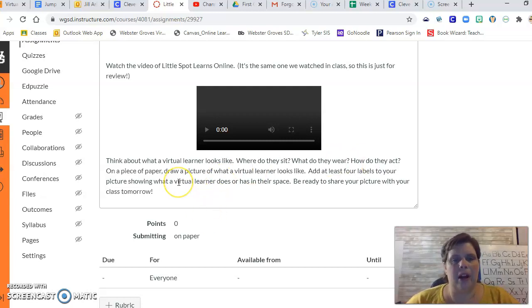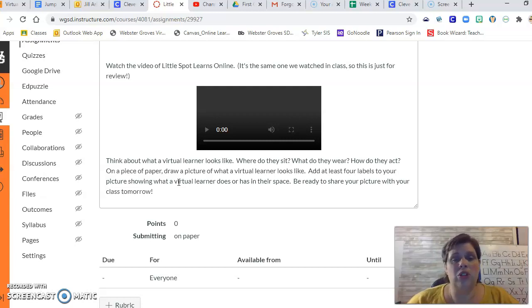On a piece of paper, I want you to draw a picture of what a virtual learner looks like. So that could be a picture of you in whatever your work spot is at home. That might be at the kitchen table, it might be at a desk, it might be at a quiet spot in your living room. Whatever that is, I want you to draw a picture of what your place looks like.